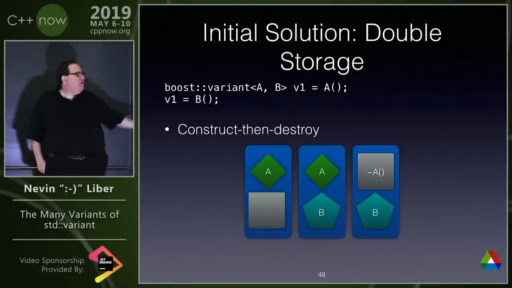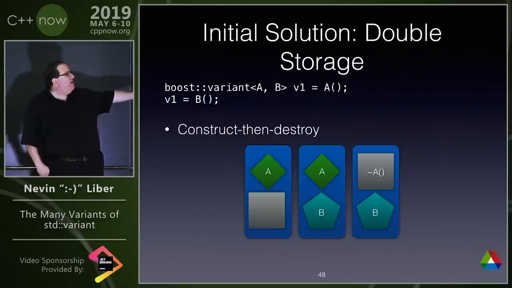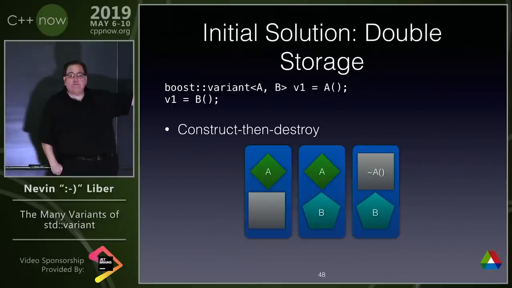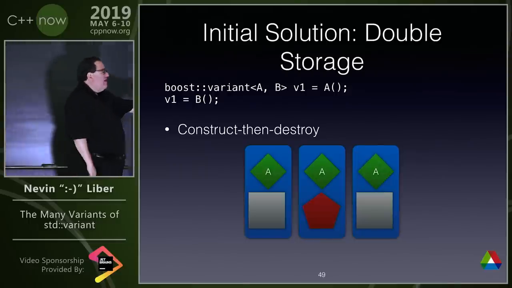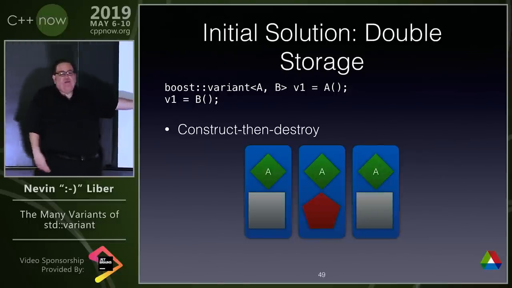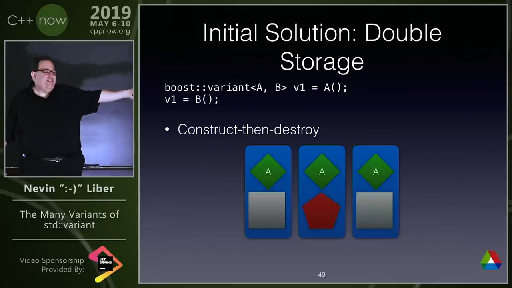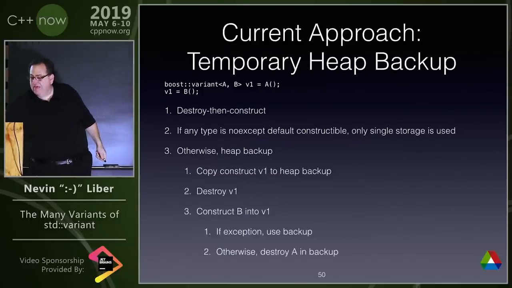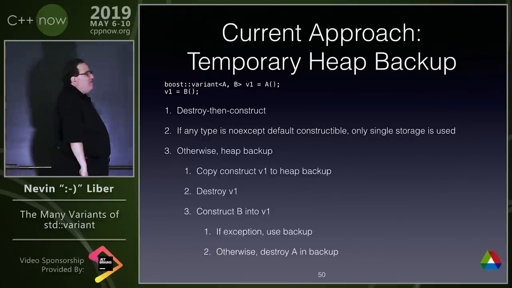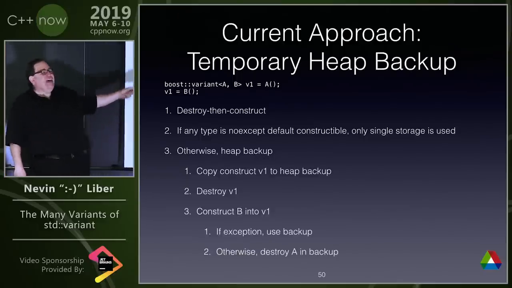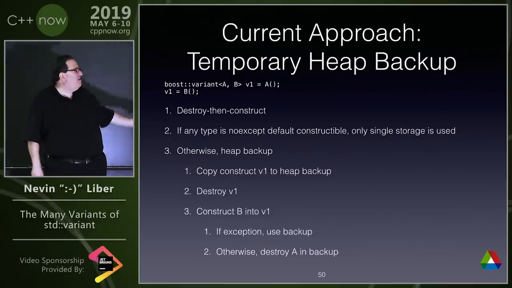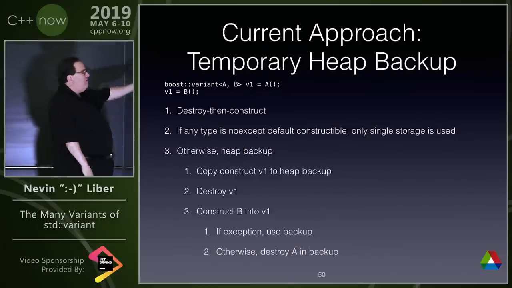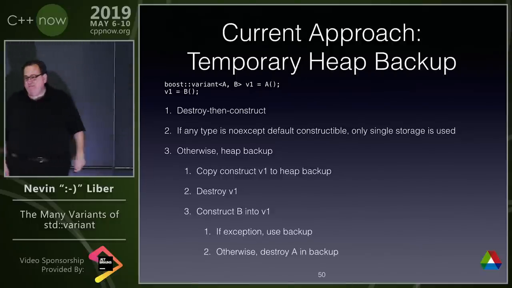So if we do construct then destroy, because we're double buffering, V1 has A in there, we construct B in the other space. It succeeds, we destroy A, we're done. If we throw an exception constructing B, okay, so what? We're done. A hasn't changed, so we're fine. But because of the double spacing thing, there's kind of this temporary heap backup method, which does destroy then construct, but if any type is noexcept default constructible, use single storage, otherwise heap backup.